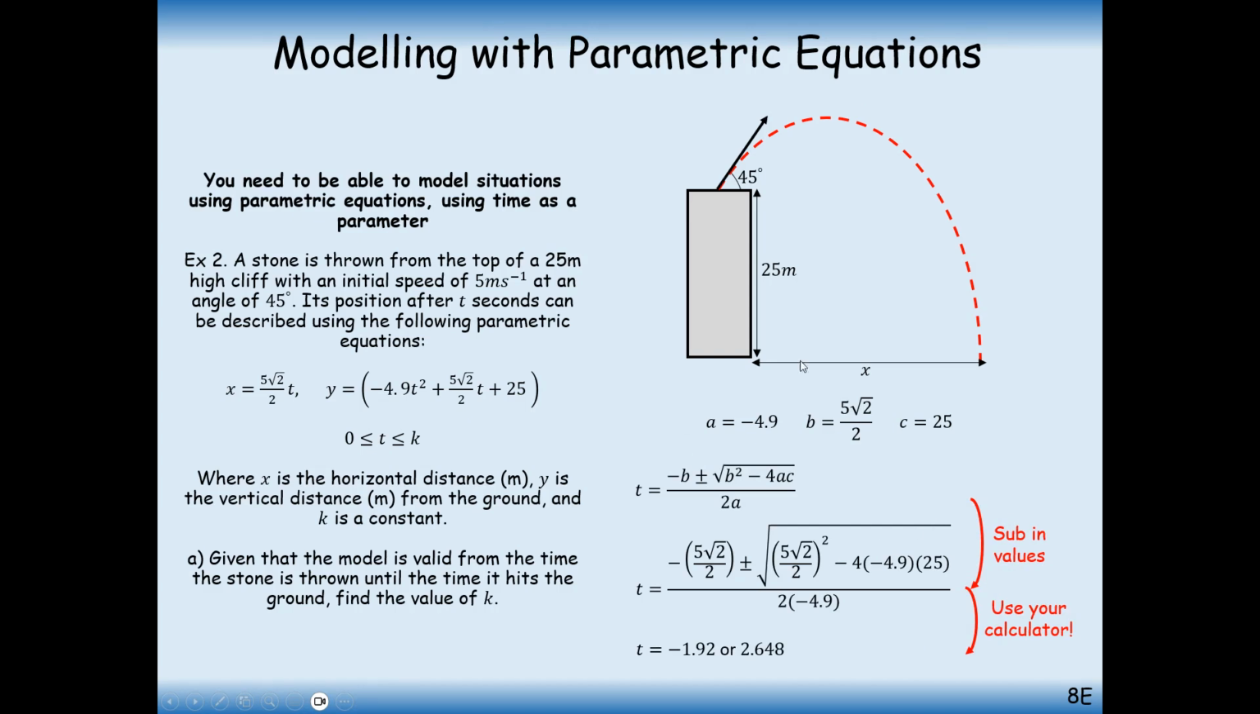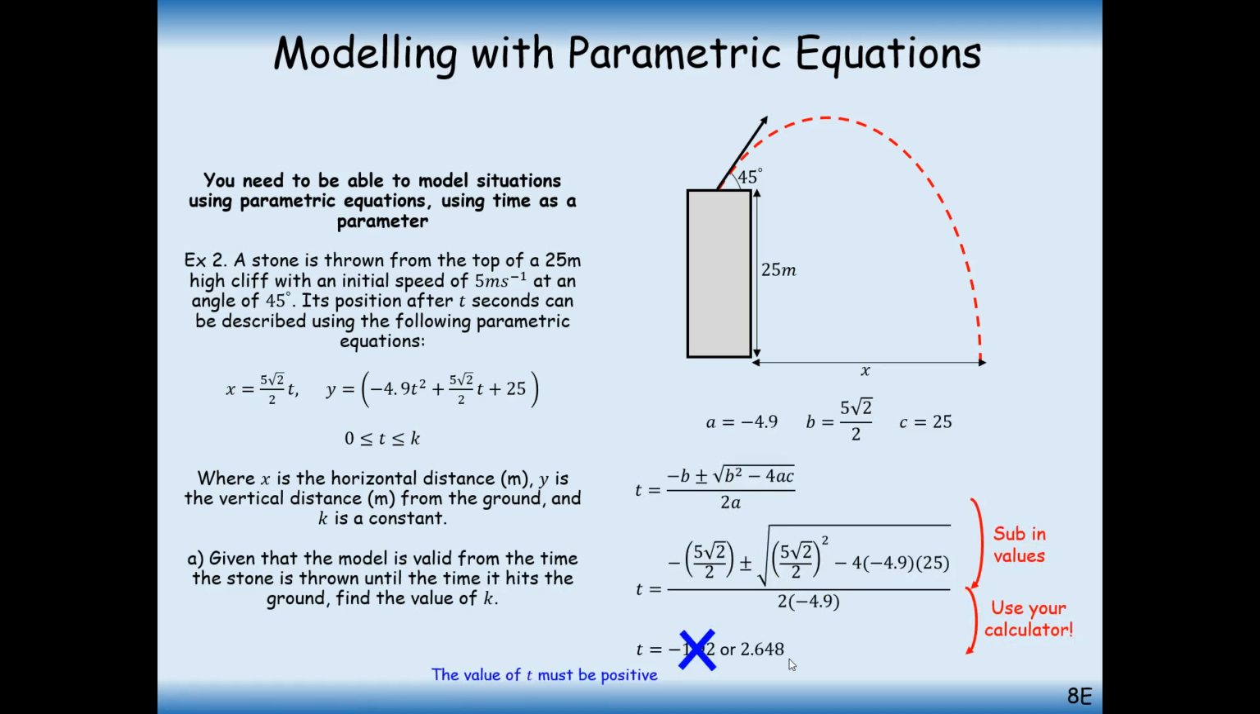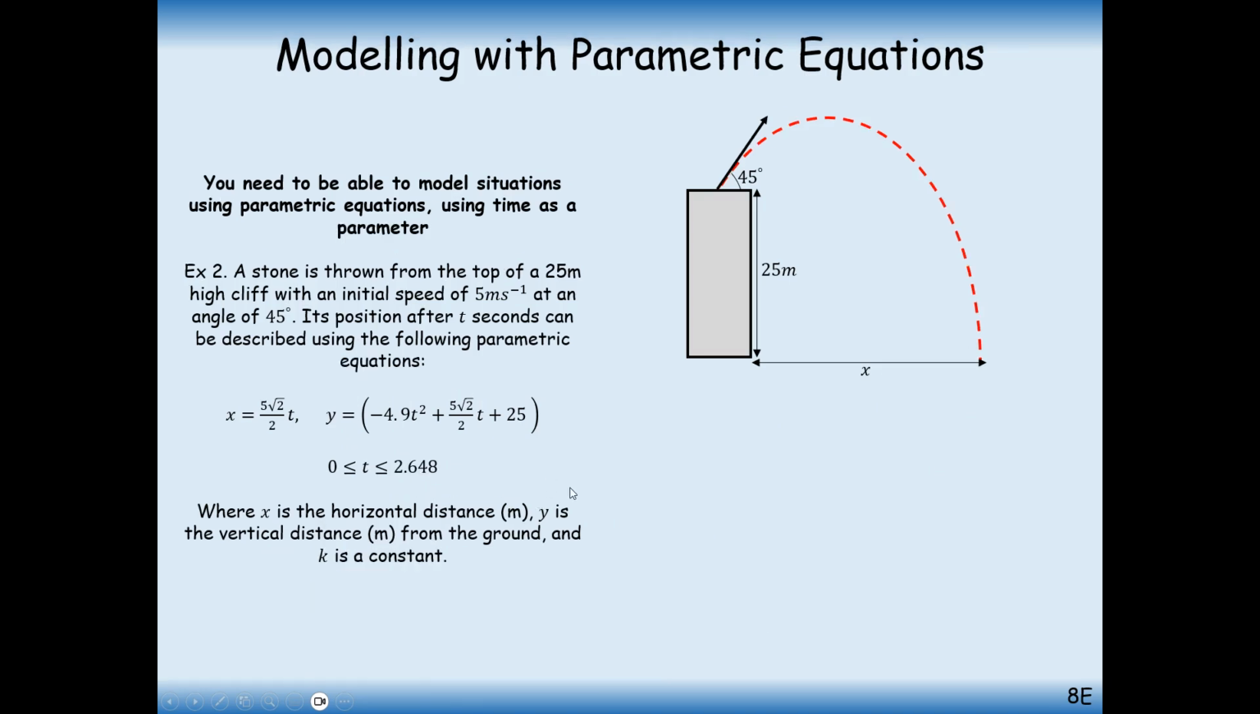Now, negative values for time are not acceptable here, so we're going to take the positive value, which is 2.648. Of course the stone is not going to travel through the ground, so the model will stop at the point where the stone has reached the ground level. So we're going to take k to be 2.648.